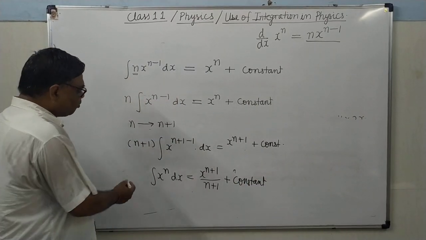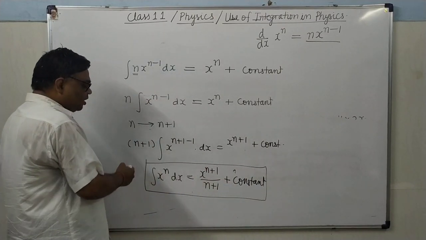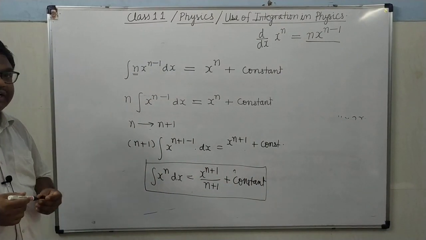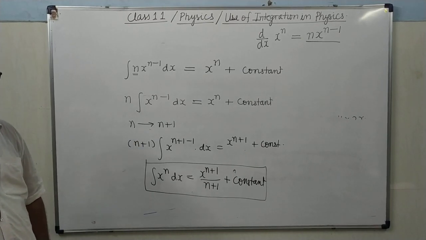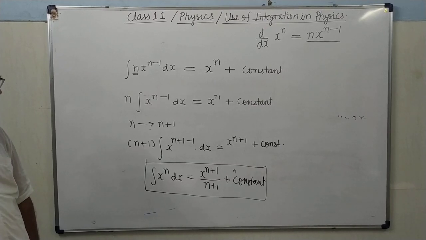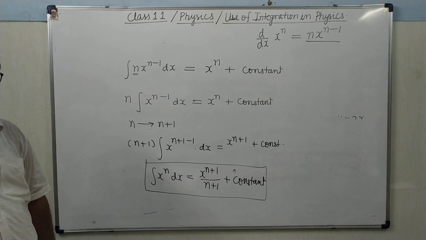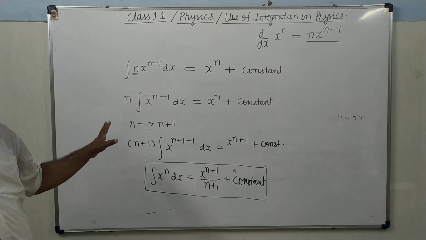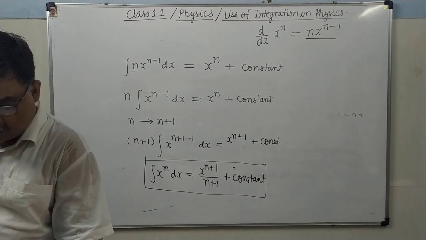So this is the formula of integral x to the power n dx. Integral x to the power n dx is equal to x to the power n plus 1 upon n plus 1 plus constant. It is known as the power formula, the power formula in integration. Now I will solve it.